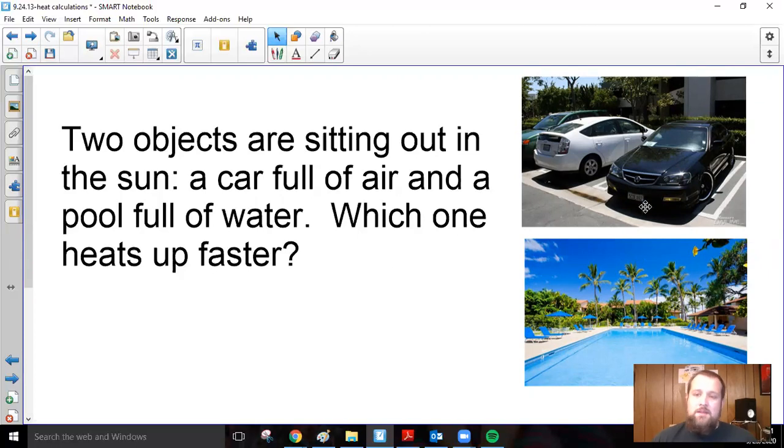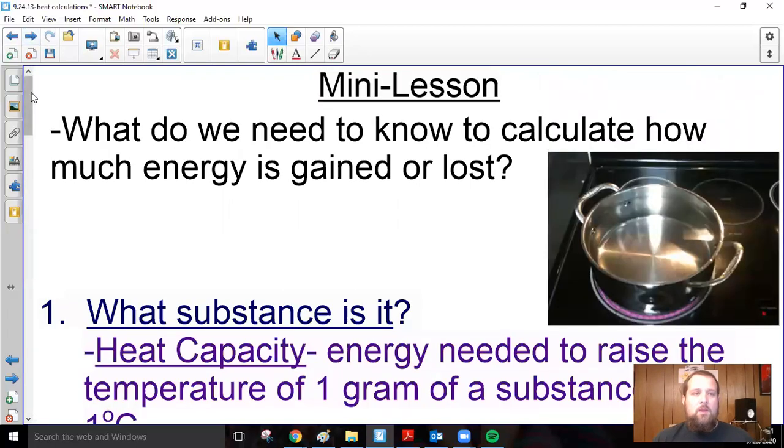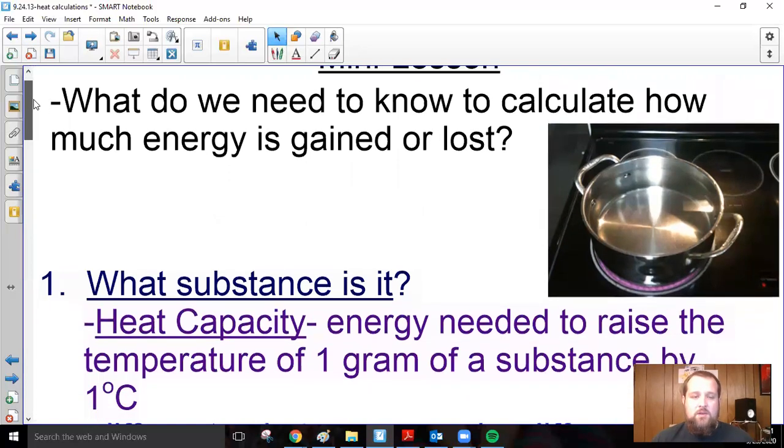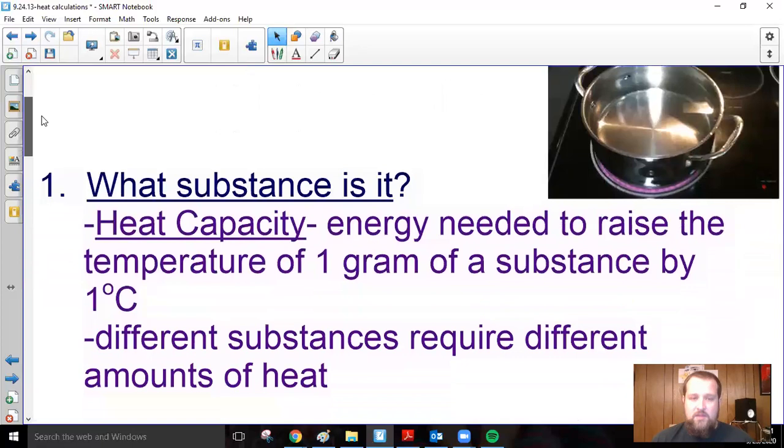So the point is different materials heat up at different rates. They take different amounts of energy to heat up. So if we want to be able to do math about calculating how much energy it takes to heat up or cool down, if we want to calculate how much energy is gained or lost, then the first thing we need to know is what material are we talking about? What substance is it?